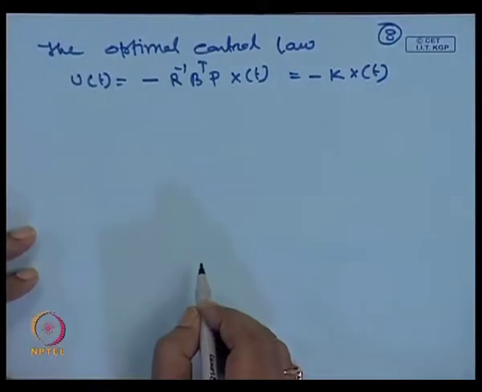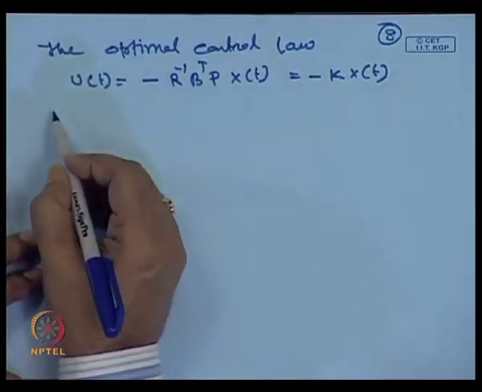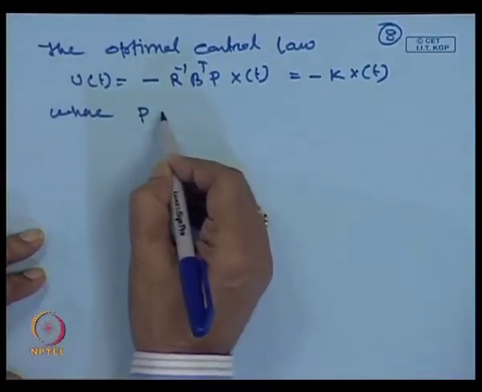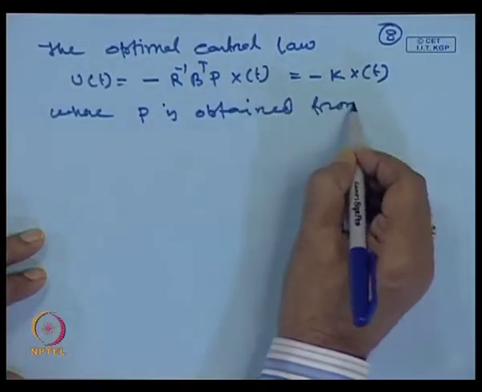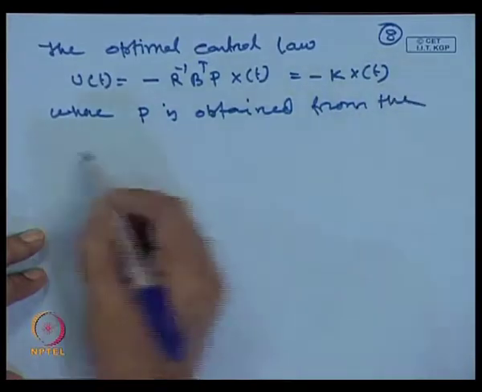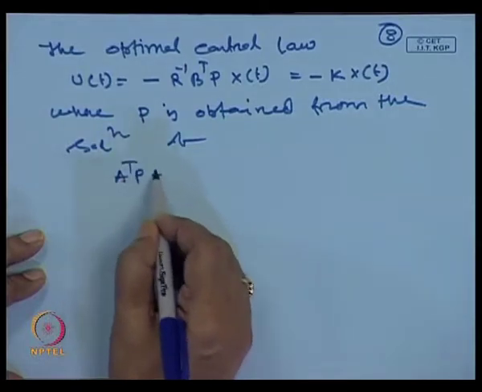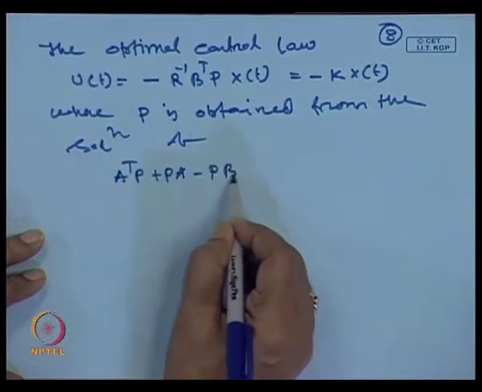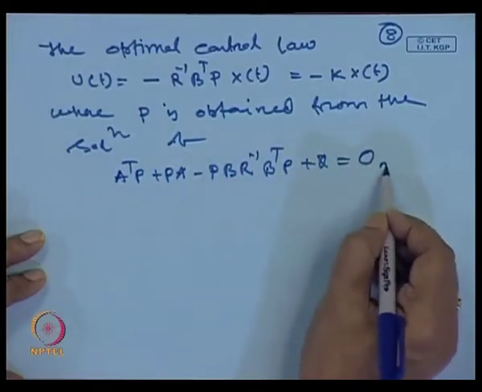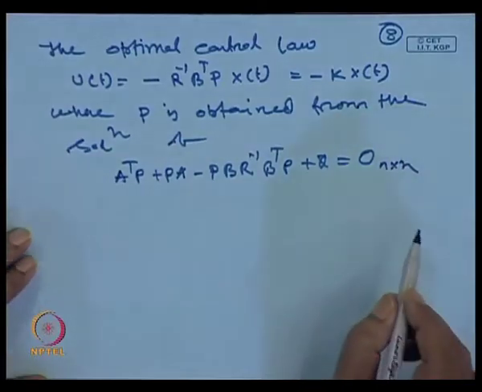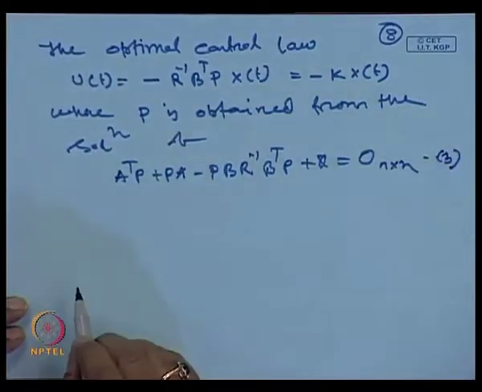Agree? And P is the solution of the Riccati equation, where P is obtained from the solution of the algebraic Riccati equation. Agree? This solution you will get. So, let us call this equation number 3.